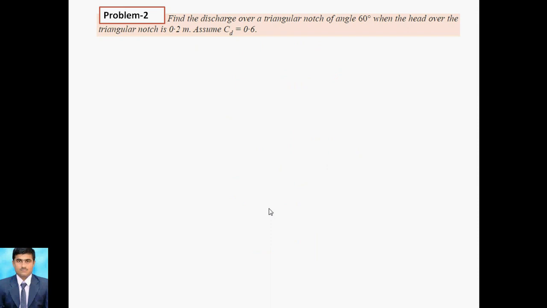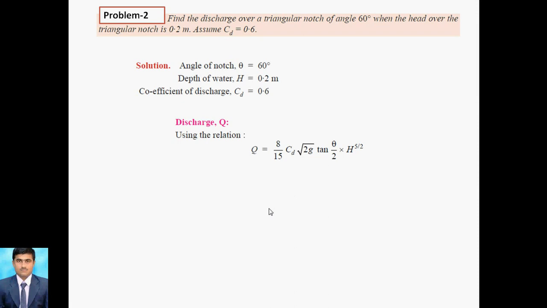Find the discharge over a triangular notch of angle 60 degrees. So here the angle is given to you, that is 60 degrees, and the head over the triangular notch is 0.2 meter. So capital H is 0.2, Cd is 0.6. So given data is angle of notch 60, capital H is 0.2, Cd is 0.6. Now we know that relation, that is 8 by 15 Cd root 2g tan theta by 2 H raised to 5 by 2. So Cd is known to you, theta is known to you, and H is also known to you.